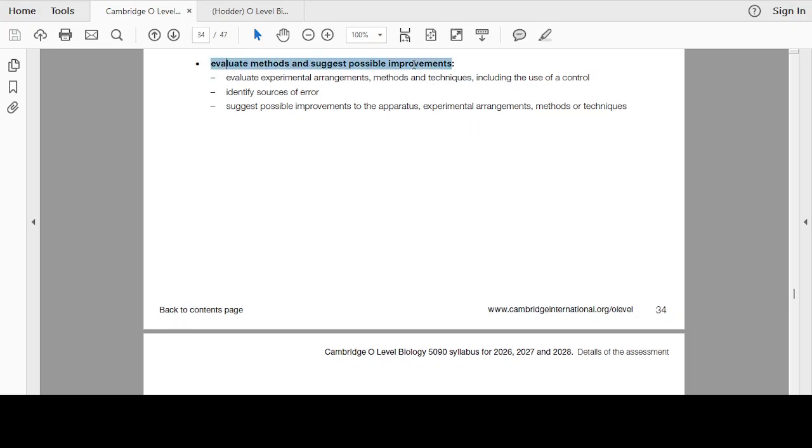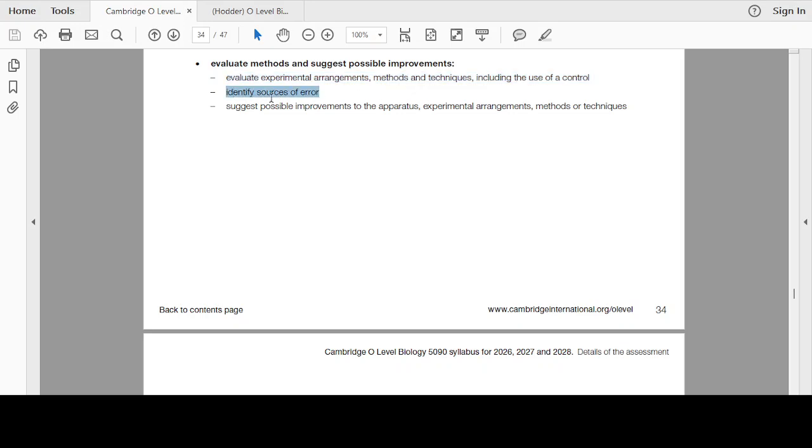Evaluate methods and suggest possible improvements. Right, so evaluate experimental arrangements. Are they good enough? Methods and techniques, including the use of controls. Right, something to compare your results against.